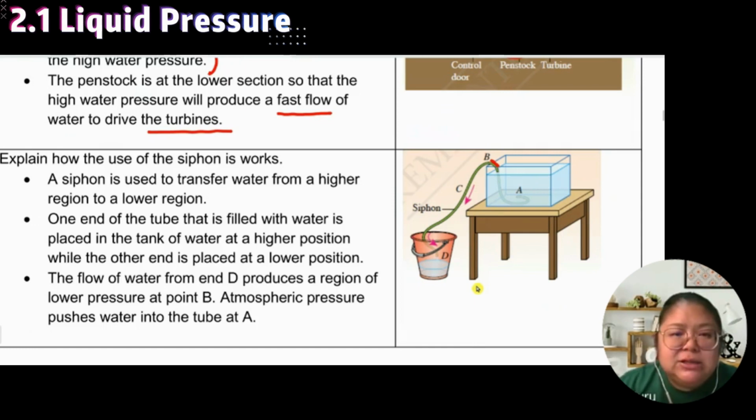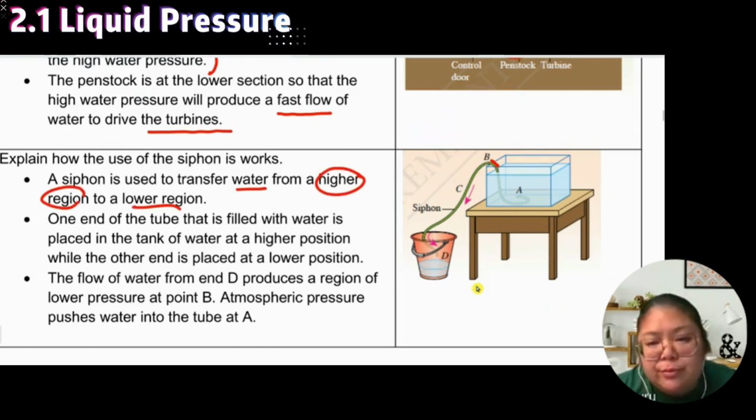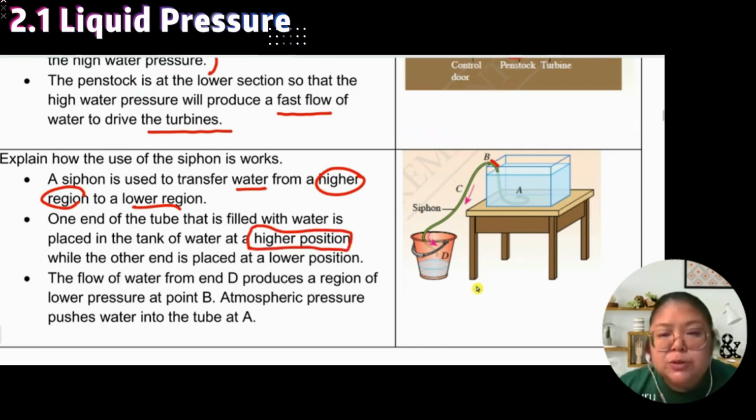So the siphon is used to transfer water from a higher region to a lower region. Sure, from the higher A, it flows to B, C, and comes down. You don't tell me D goes to A, no. Right? The water cannot flow from the lower part to the higher part unless you pump. So one end of the tube, which must be filled with water, is placed in the tank of water at a higher position, because you want to create a different height. One end must be put at a higher position, and the other end at a lower position. At this end the pressure is higher, and at that end the pressure is lower.